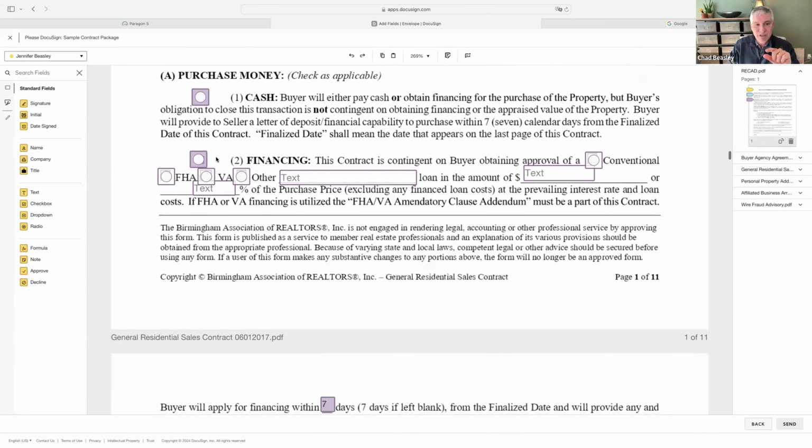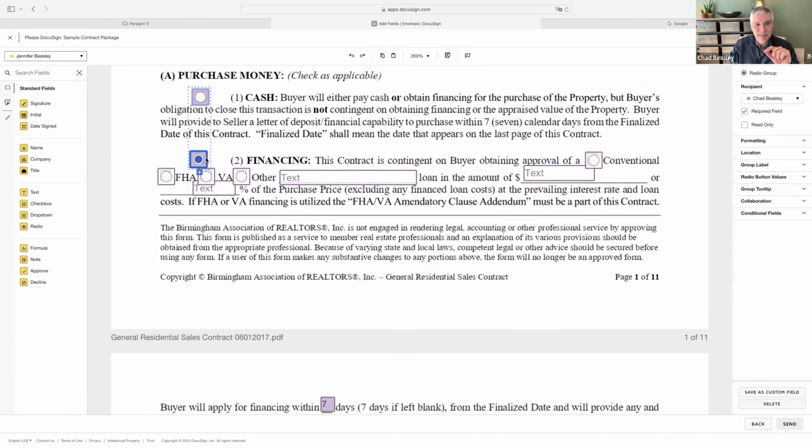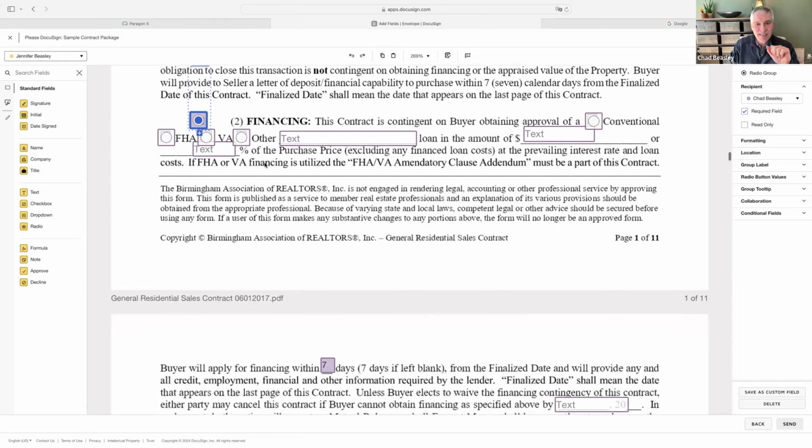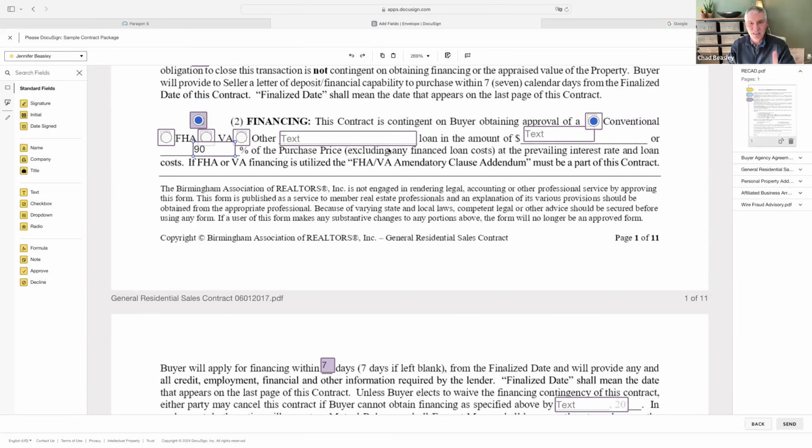The second option would be the financing contingency. It's an either or here. You're either selecting this one or this one. So the financing contingency says the contract is contingent on the buyer obtaining approval of whichever type loan it is. Let's just say it's a conventional loan in the amount of, and you can put a dollar amount or a percentage. Let's say they're putting 10% down. So we're going to say 90% of the purchase price. So we're talking about the loan amount. The loan amount is 90%.